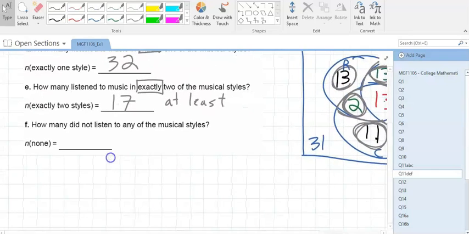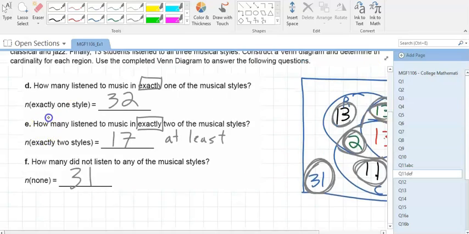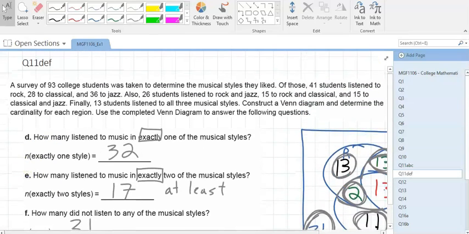And then down below, how many did not listen to any styles of music? 31. That's your universe number. So you can see how with this picture, you need to make sure that you get your numbers right. Otherwise, it's going to throw a lot of things off in the end for you. So be careful on that one. And that ends all of chapter 2. Now we're going to jump into chapter 3, which is all about truth tables and logic statements.